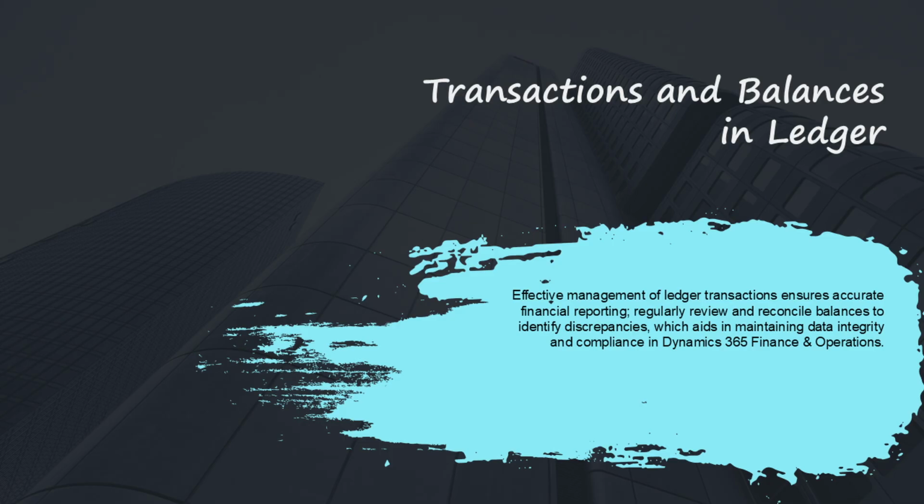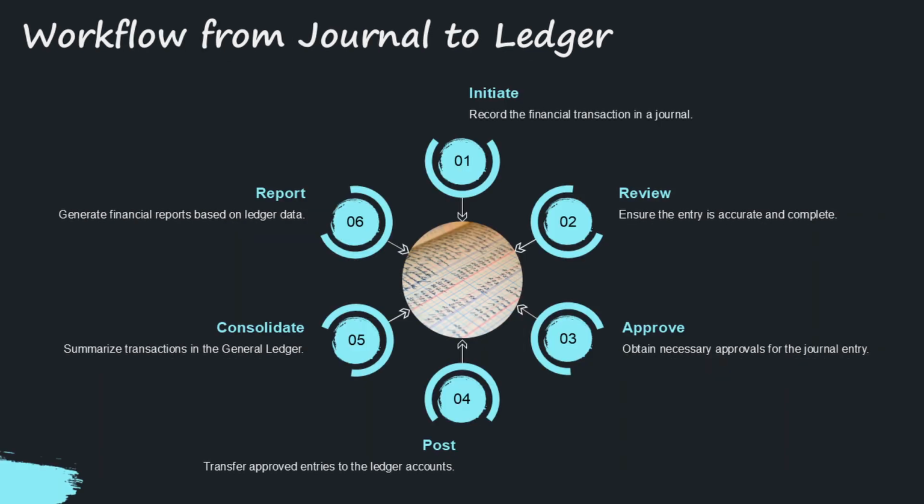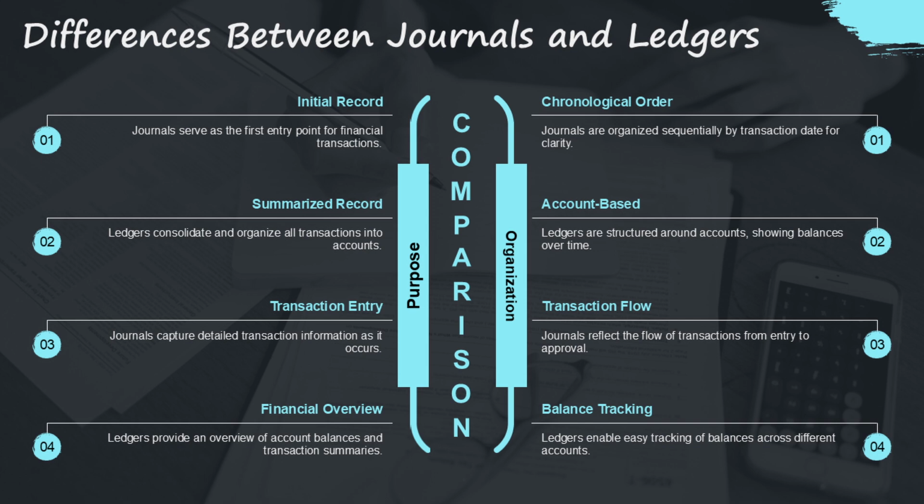What is a ledger in D365? The ledger is the central accounting record that summarizes all posted transactions for an organization. In D365, the general ledger holds the balances and histories for all accounts, including assets, liabilities, equity, revenues, and expenses. The ledger aggregates information from all journals and subledgers, providing a complete, organized view of the company's financial position. It is the foundation for financial statements and regulatory reporting.